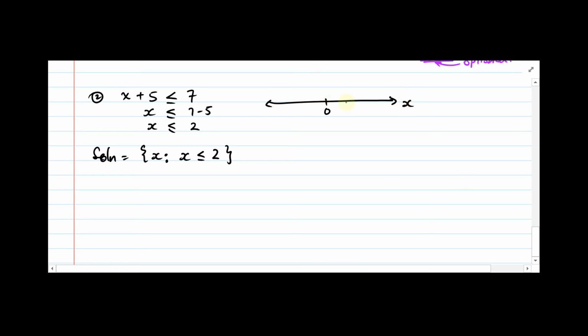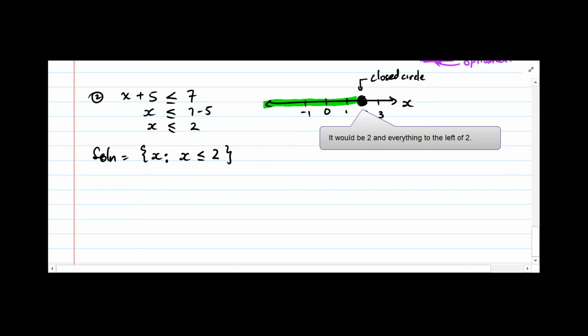My graph would be 1, 2, 3. This time, based on the inequality, since the equal sign is there, we will shade in the circle at the 2. This is called a closed circle. And a closed circle means that that item is included in the result. X is less than or equal to 2, so it would be everything to the left of 2.